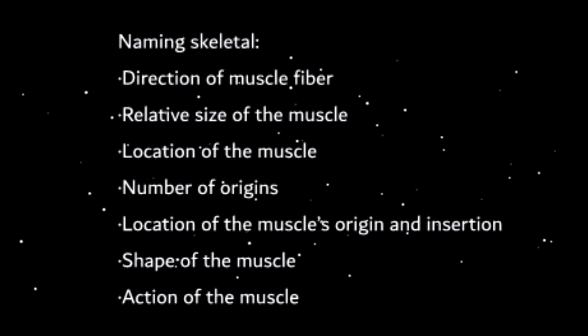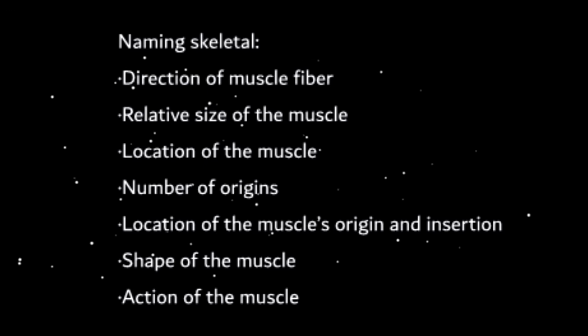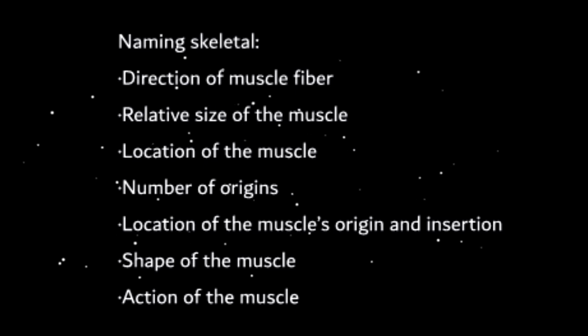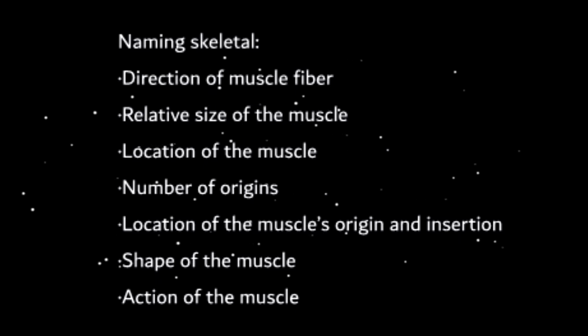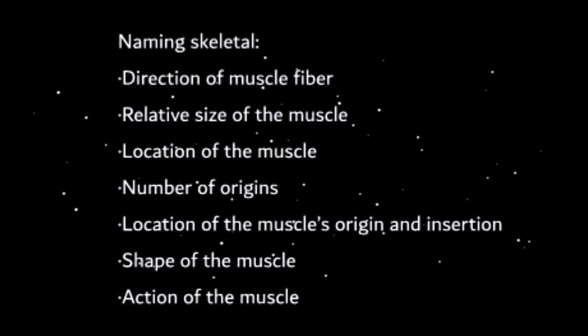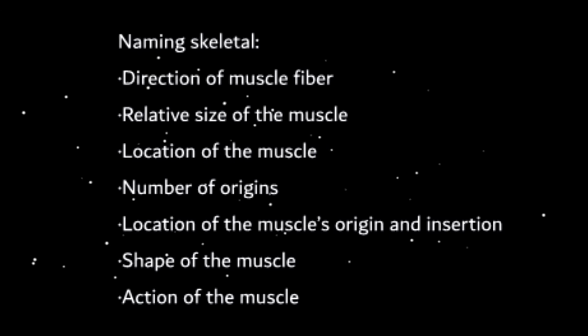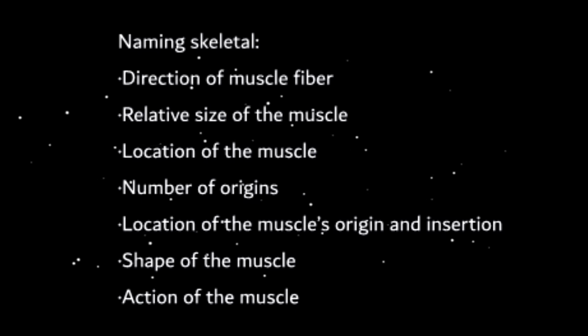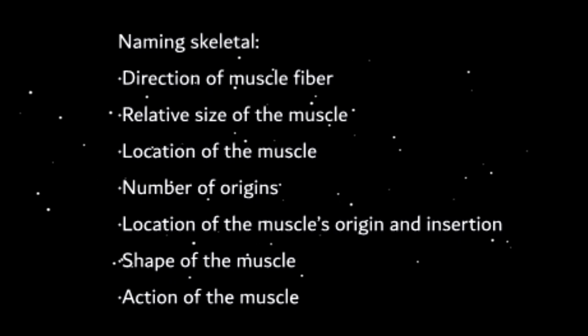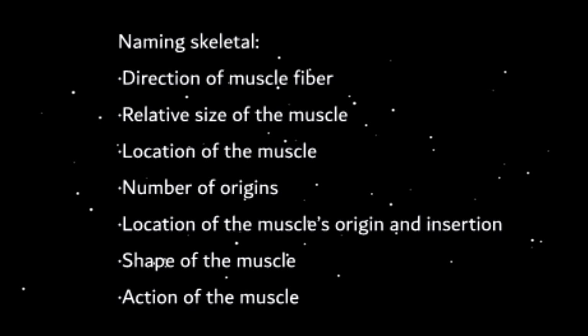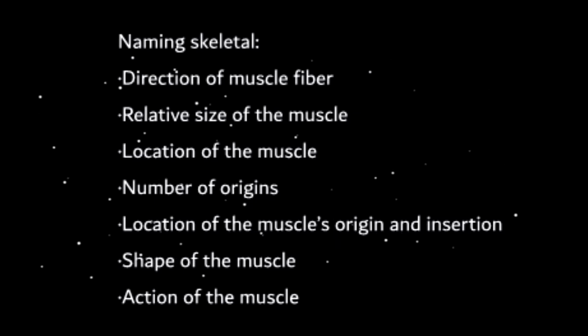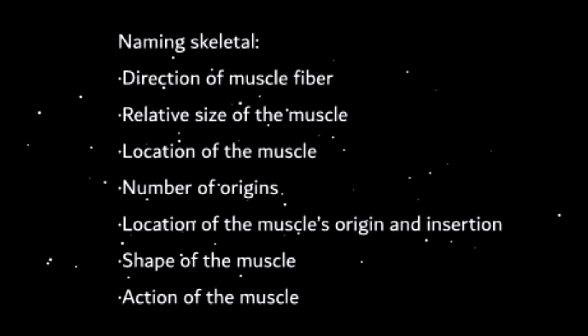Longus is to abduct the thigh and it's innervated by the obturator nerve. Location of the muscle. Example, frontalis muscle. This muscle is found in the front of the body, and frontal is a Latin word that means front or in front. So that is why the frontalis muscle belongs to the criteria of location of the muscle.